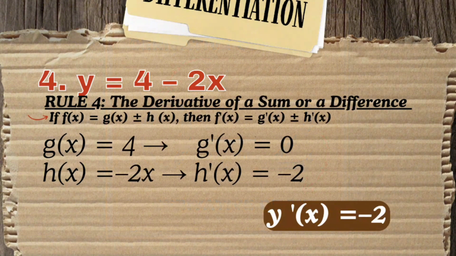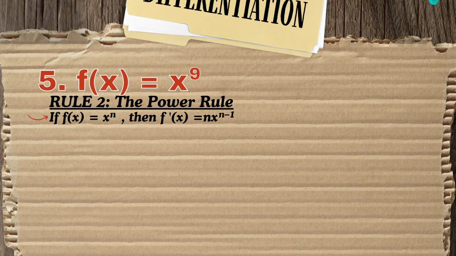Actually, if mapapansin ninyo sa number 3 and 4, we can also use the power rule, since ang usually na ginagawa doon para makuha ang derivative ng isang function ay minumultiply ang exponent sa numerical coefficient, then magma-minus 1 sa exponent. Next is number 5.